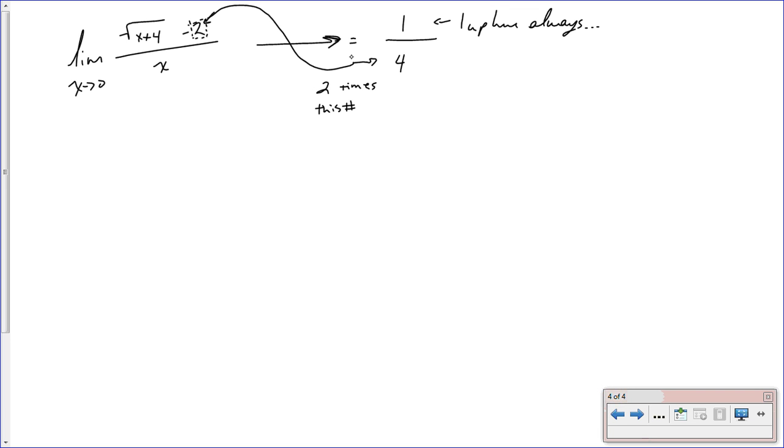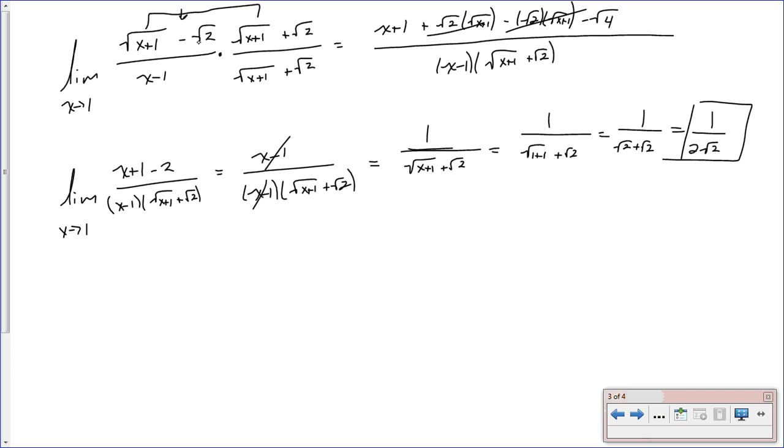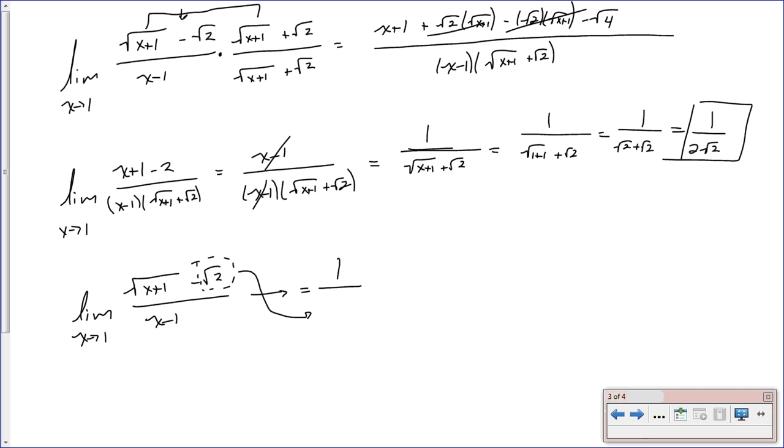All right, if we go back to our previous problem and do that same thing, the limit of the square root of x plus 1 minus the square root of 2, over x minus 1, as x approaches 1, this is going to equal, put our fraction bar, a 1 always in the top, take this number, since it's negative, we make it positive, put it down here, and multiply it by 2. Well, when you multiply it by 2, it does not become the square root of 4. What it becomes is 2 times the square root of 2.